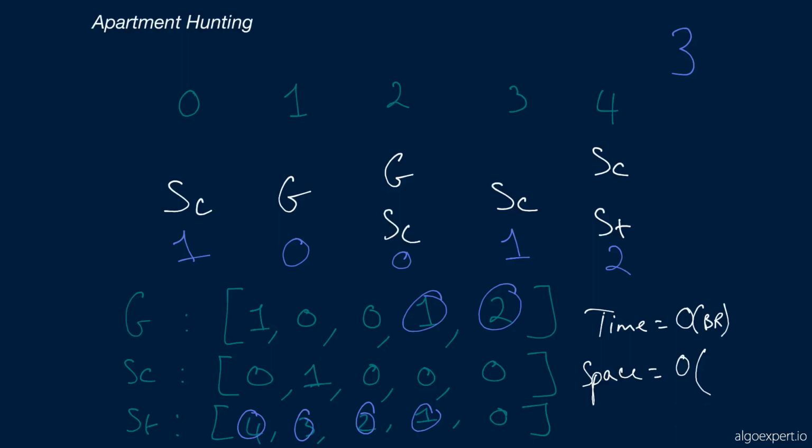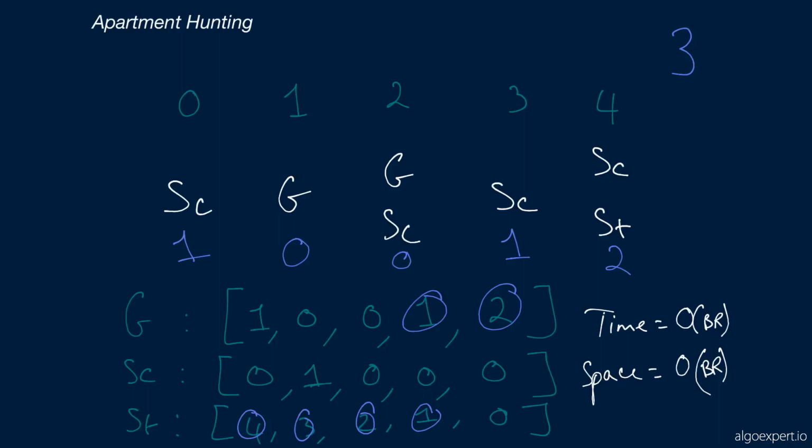So O of BR. Okay, so we have found a way to optimize the first solution by doing pre-computations. And this made our space complexity a little worse, but it made our time complexity a lot better because we got rid of that square. Now, of course, this is the kind of thing that in an interview you would have to talk about with your interviewer, tell them the trade-offs, and they would appreciate it very much.